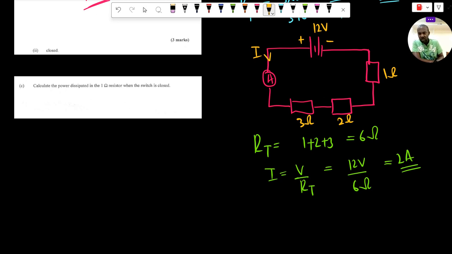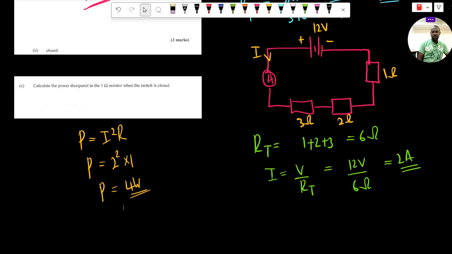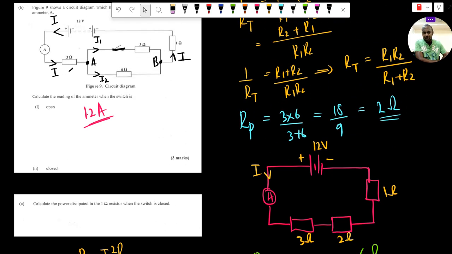So we can basically say that the power dissipated P is equal to I squared R. And so P is equal to 2 squared times 1. And therefore P is equal to 4 watts. Right? So that means that this 1 ohm resistor will have a power dissipation of 4 watts. So 4 watts of power will be dissipated in that resistor when the total current of 2 amperes flows through it.